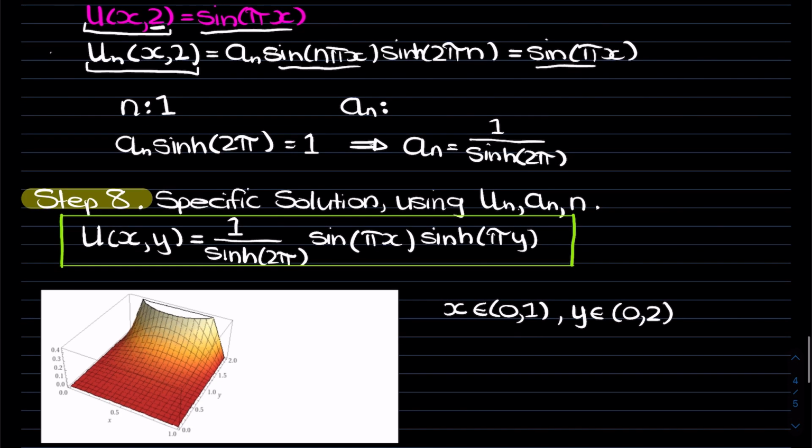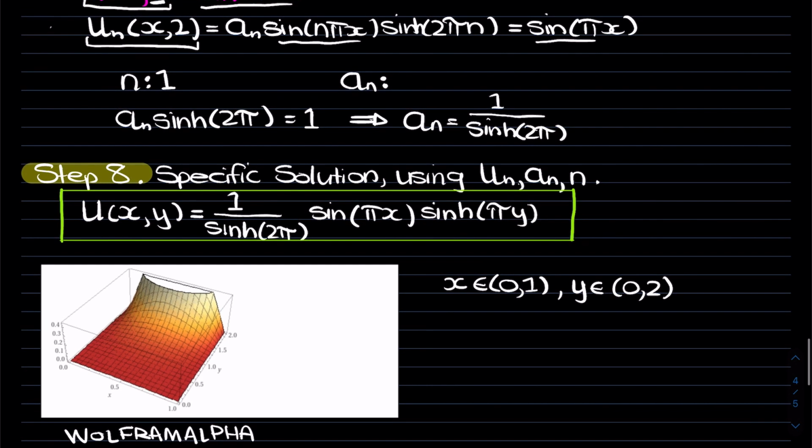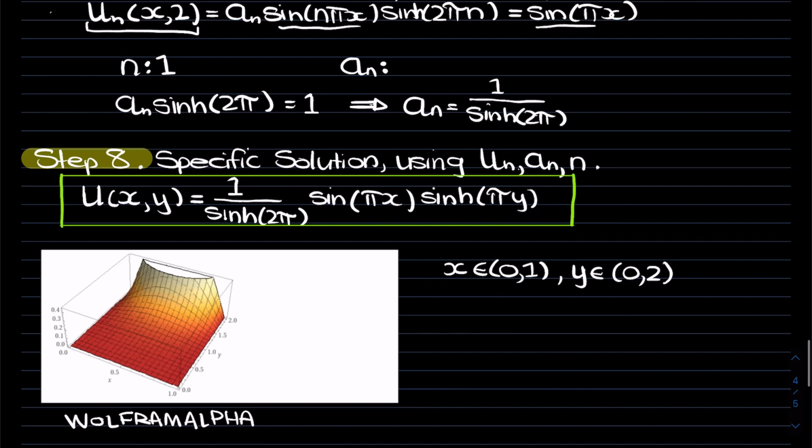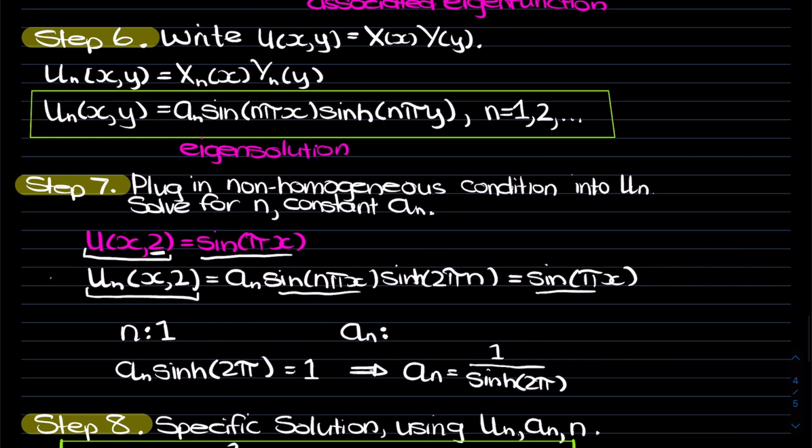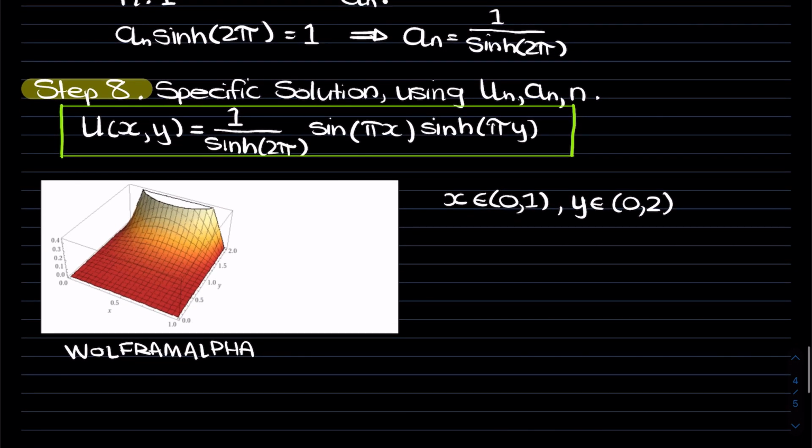So using n equals 1 and a of n equals 1 over the hyperbolic sine of 2 pi, we were able to then write our specific solution, u of x y, and that is just u of n with the constant a of n and n filled in. And then we were able to model what this looked like using Wolfram Alpha.